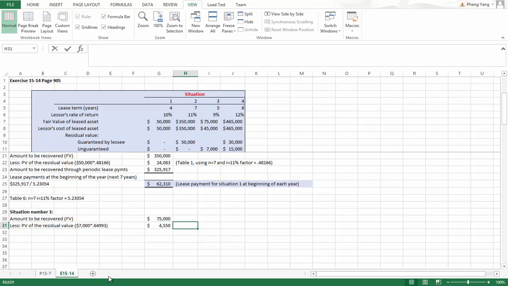It comes from table 1, using n equals 5 because there's 5 periods. Interest equals 9%. Factor should be 0.64993. Okay. All right, so that gets me to my amount to be recovered through the periodic lease of $70,450.